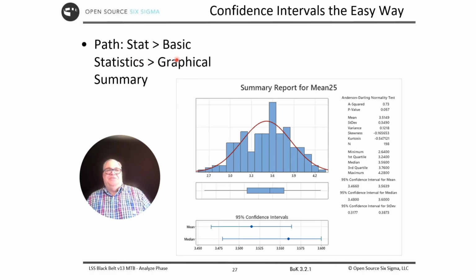So again, it's under basic stats graphical summary, and I get confidence intervals for the mean, the standard deviation, and for the median.